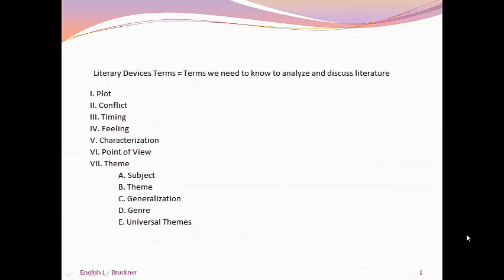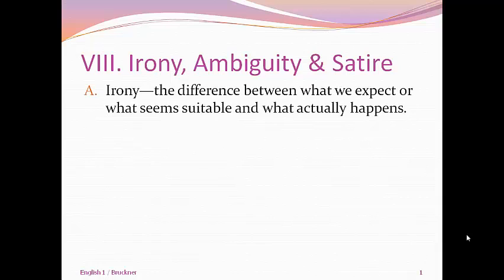We talked about how theme can be seen in different kinds of genres, in poetry, in short stories, and novels. And then we talked about how theme can be a universal theme. So regardless of culture, of time period, of belief systems, there are certain things that are universal to being human that could be a theme, and that's called a universal theme. Now today we're going to look at irony, ambiguity, and satire.